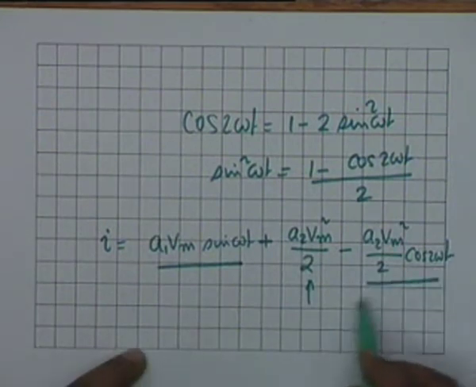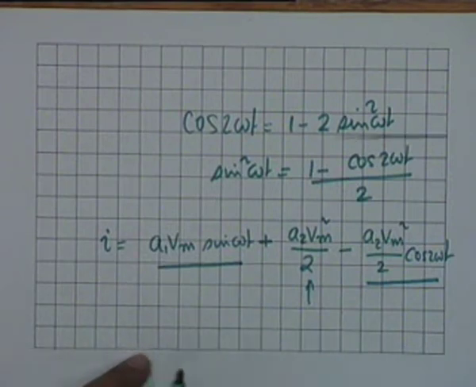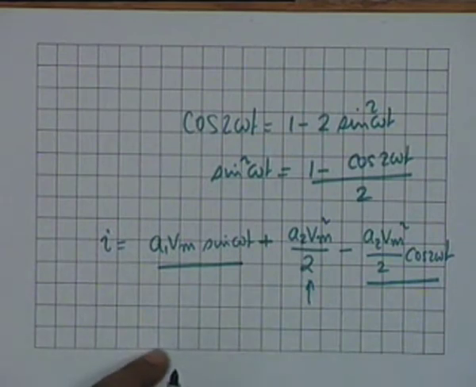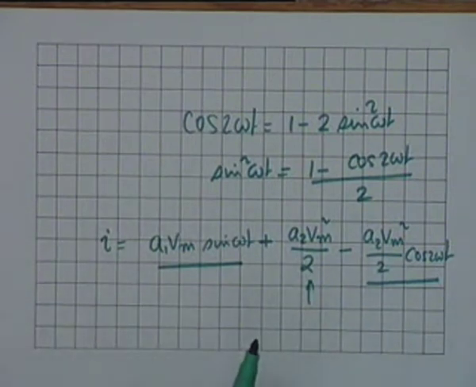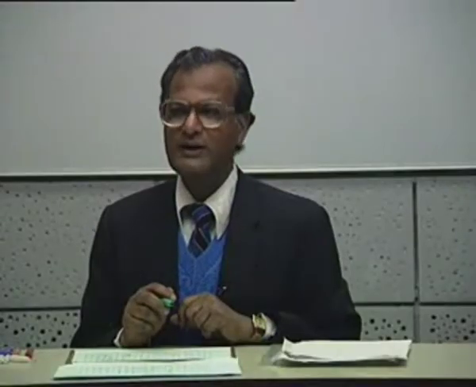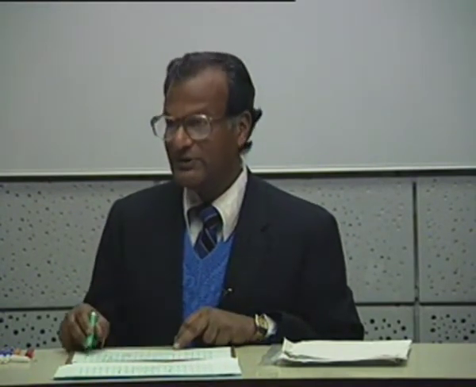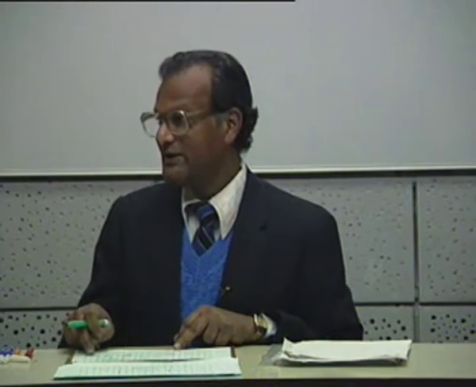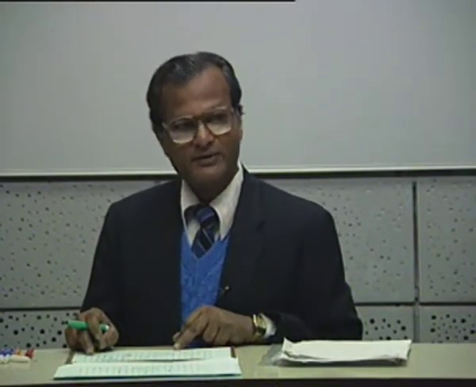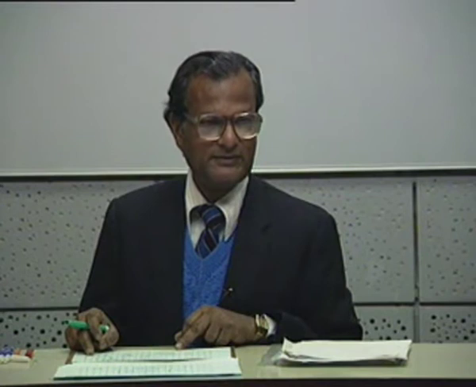Number 2. In addition, there is a term whose frequency is twice omega. Now, if omega is called fundamental, then twice omega is the second harmonic. Any frequency which is related to another frequency by an integer is called a harmonic. The first harmonic is the fundamental. The second harmonic has a frequency twice omega, and therefore the diode generates a second harmonic.